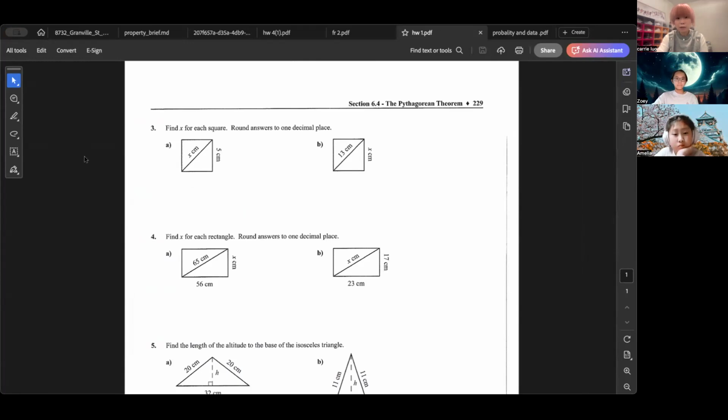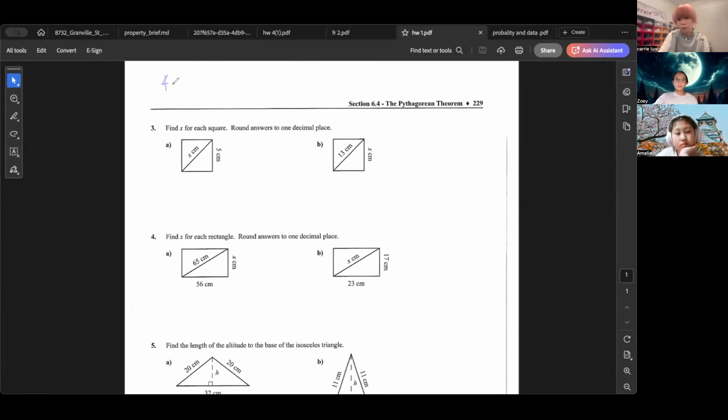So I would like to ask you to find the x for each square. Round answers to the 1 decimal place. Do you still remember how to round up the answer? Yes? Okay, so just to give you a heads up.